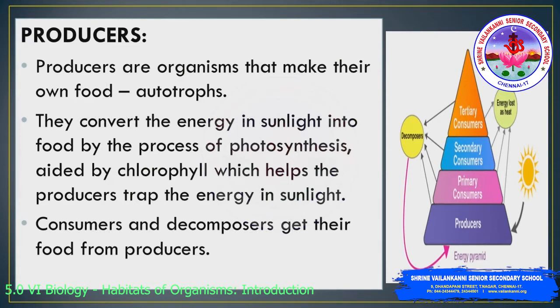Now we shall study about producers. Producers are organisms that make their own food. Hence, they are called autotrophs. They convert the energy in sunlight into food by the process of photosynthesis. The process of photosynthesis is aided by chlorophyll, which helps the producers to trap the energy in sunlight. The consumers and decomposers get their food from the producers, as you can see in this picture.